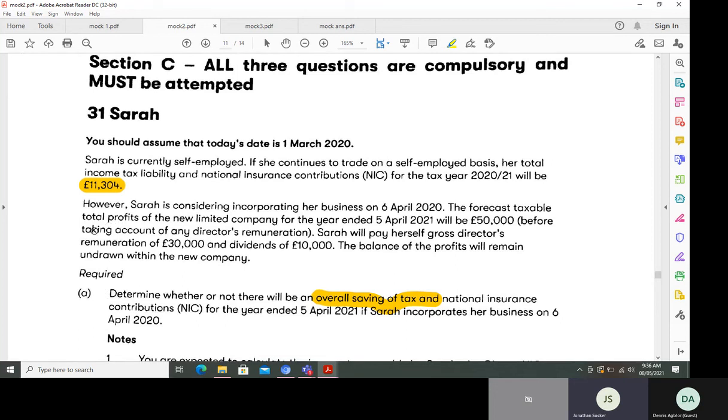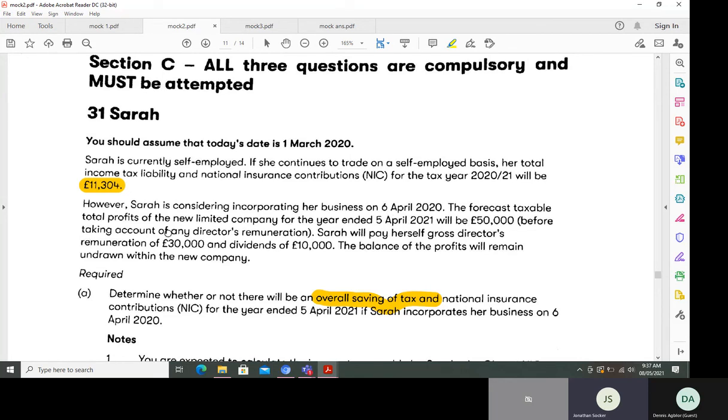Okay, so that means the next part will be that she wants to incorporate the business. So if she incorporates, that means it will now change from self-employment into what? A limited liability company. Okay, however, Sarah is considering incorporating her business from the beginning of the year. The forecast profit of the new company for the year will be 50,000.